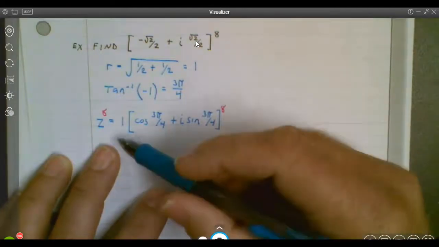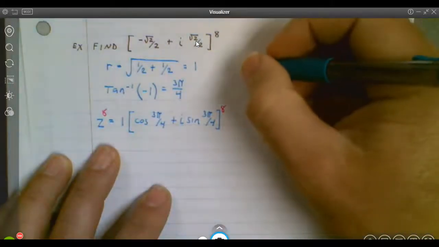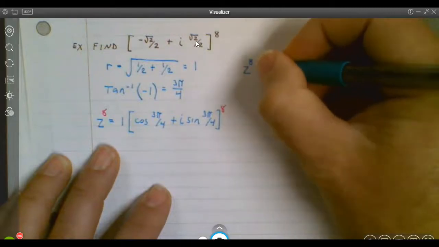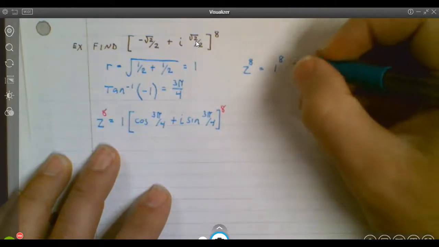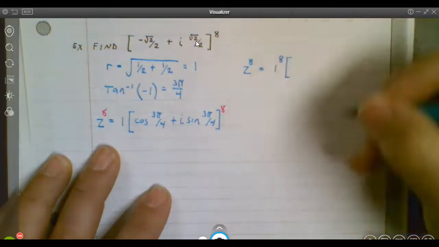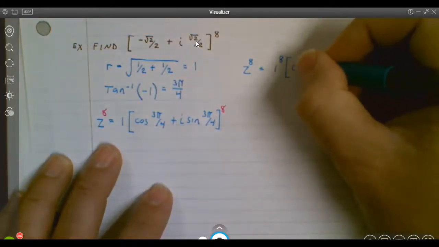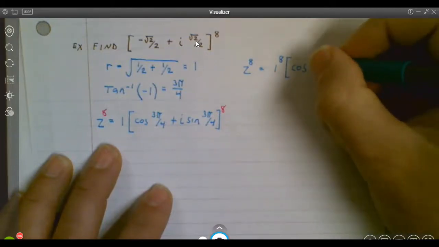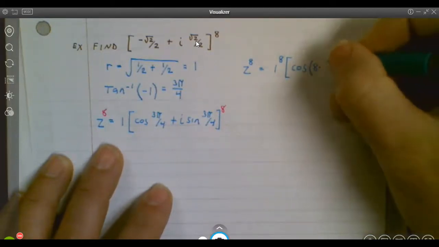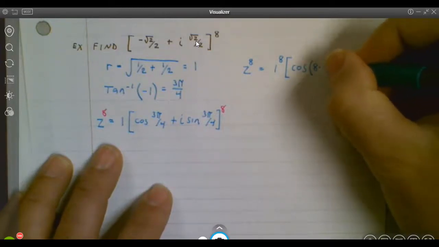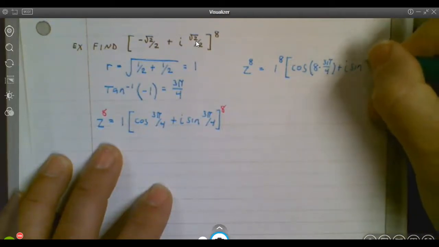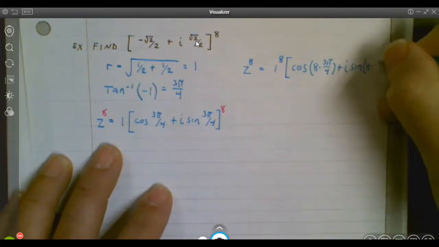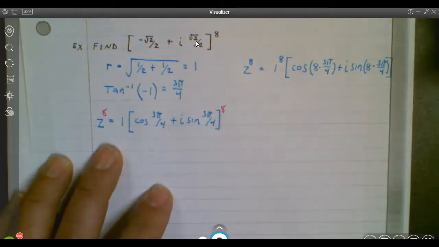So it starts out with r to the 8th power, 1 to the 8th, which again, I know you don't have to write that. 1 to the 8th is still 1. I'm just putting it so we can see where everything went within our setup here. So r to the n, and on the inside I'm going to do cosine n theta. So cosine of 8 times 3 pi over 4, plus i sine 8 times 3 pi over 4. All right, so there's our setup using De Moivre's theorem.